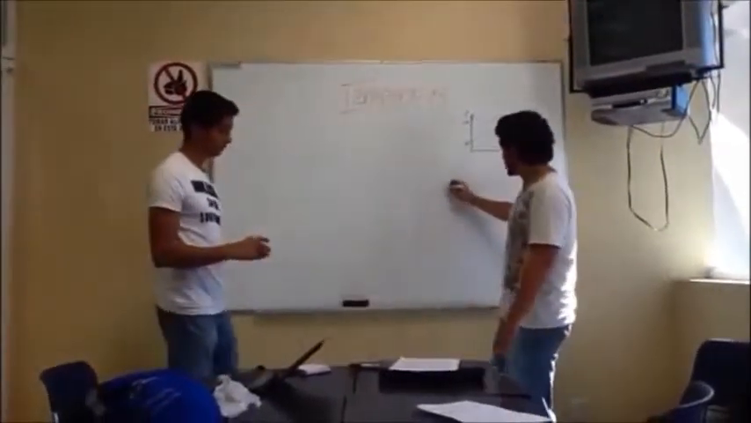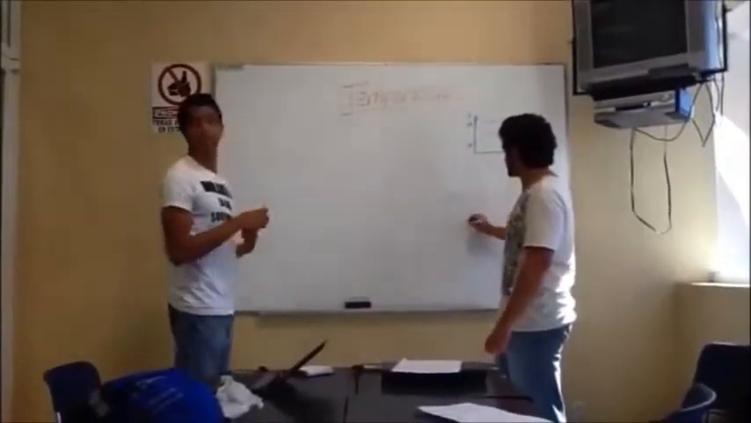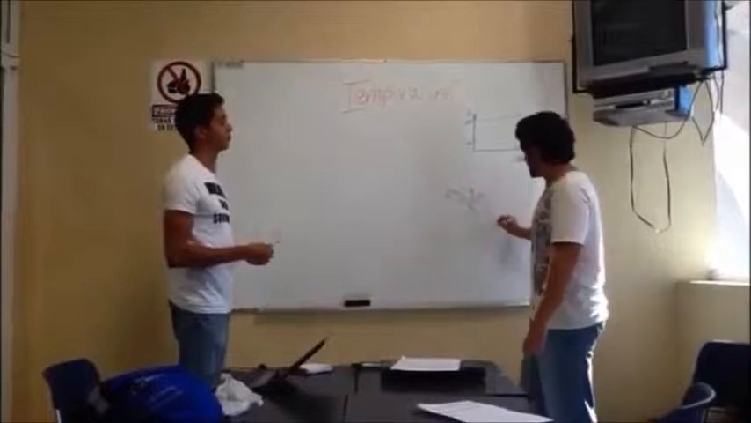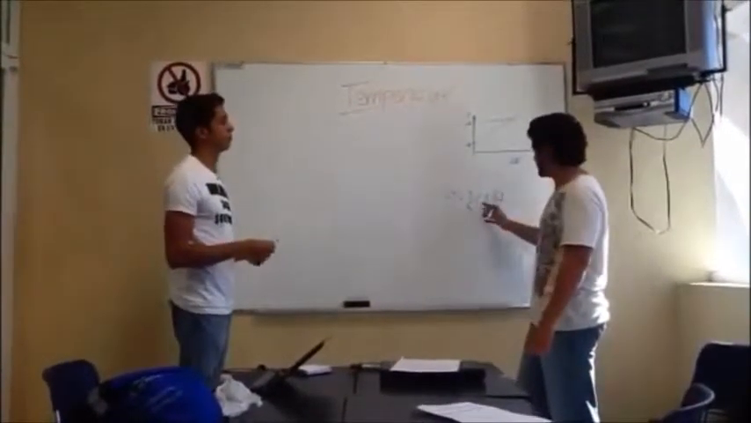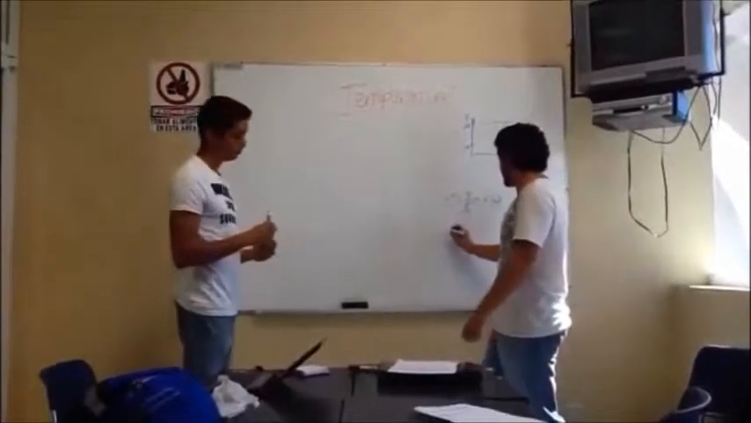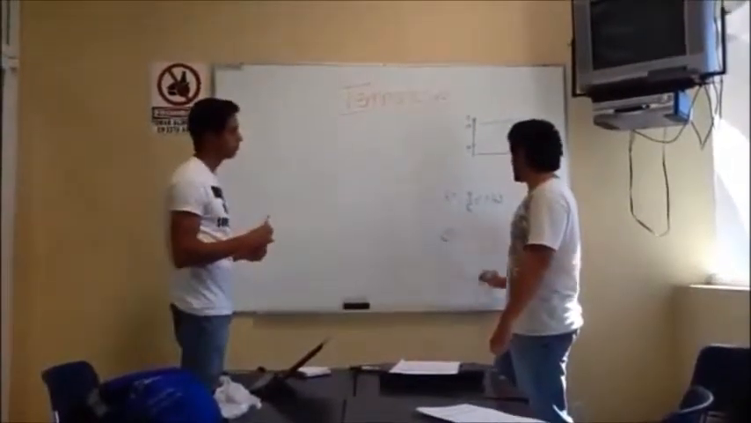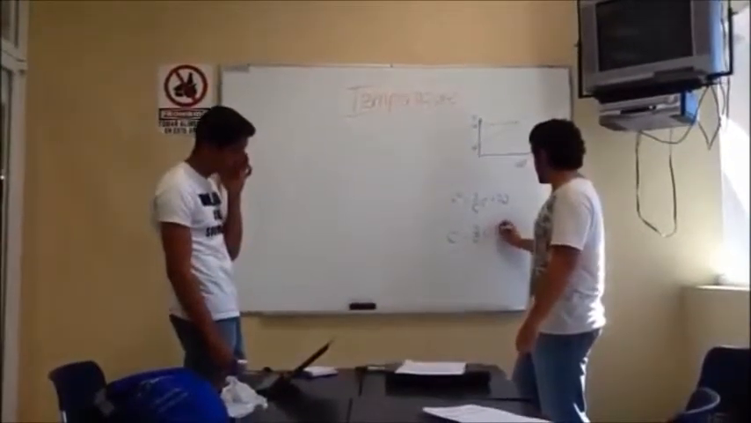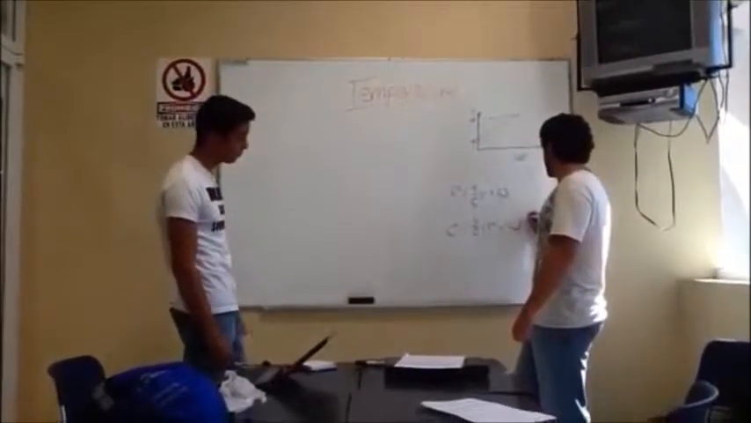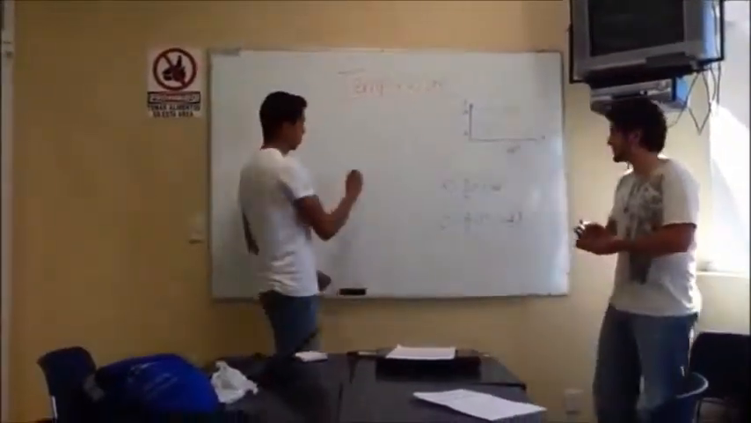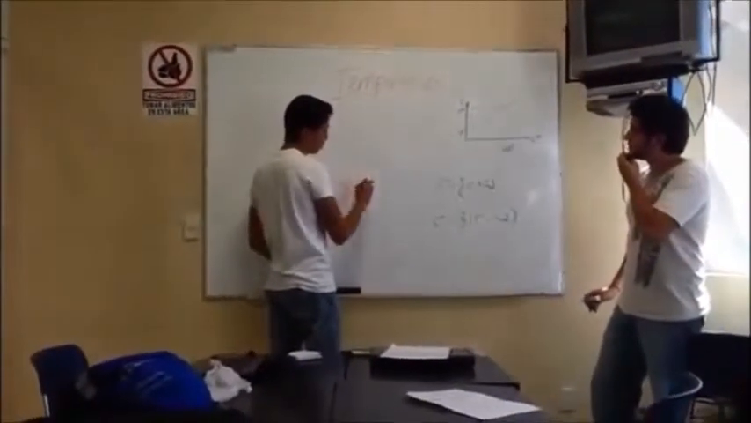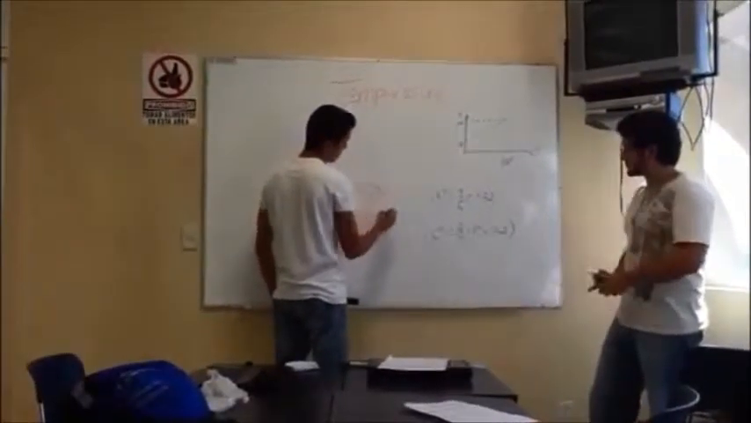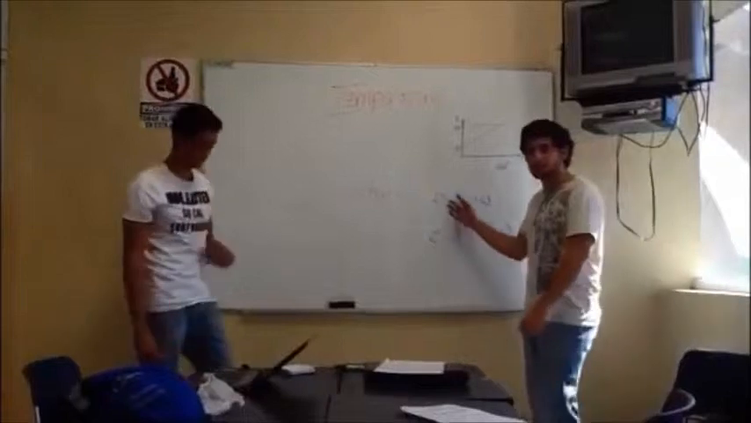So the formula looks like this: Fahrenheit equals 9/5 Celsius plus 32. And if you solve this formula for Celsius, you get Celsius equals 5/9 multiplying Fahrenheit minus 32. And finally, we have Kelvin, which is 273 plus your Celsius. So those are the three most common measurements of temperature.